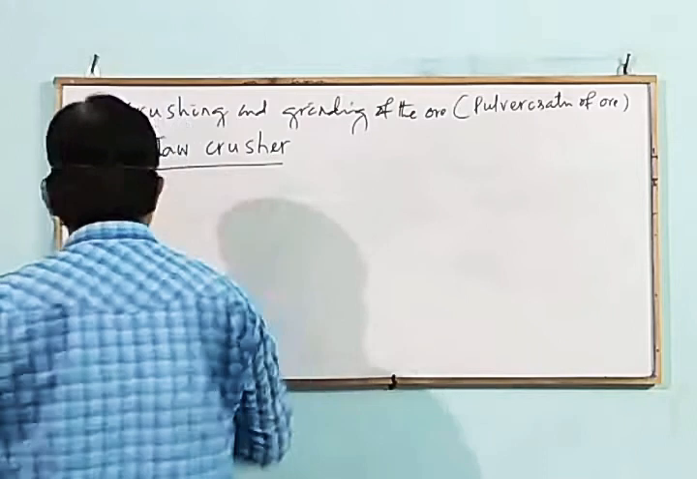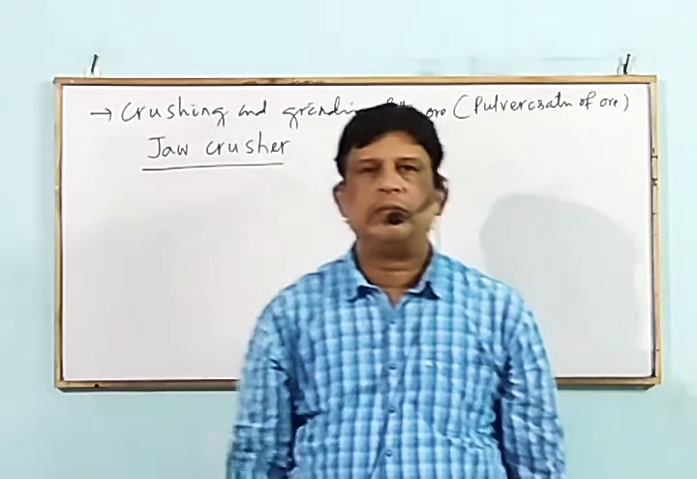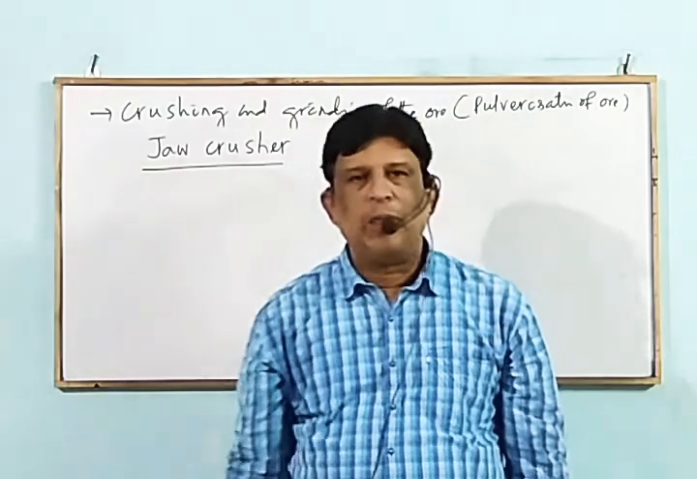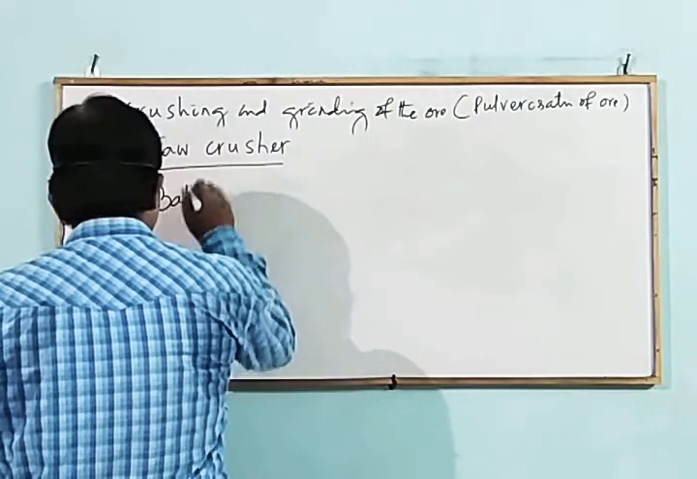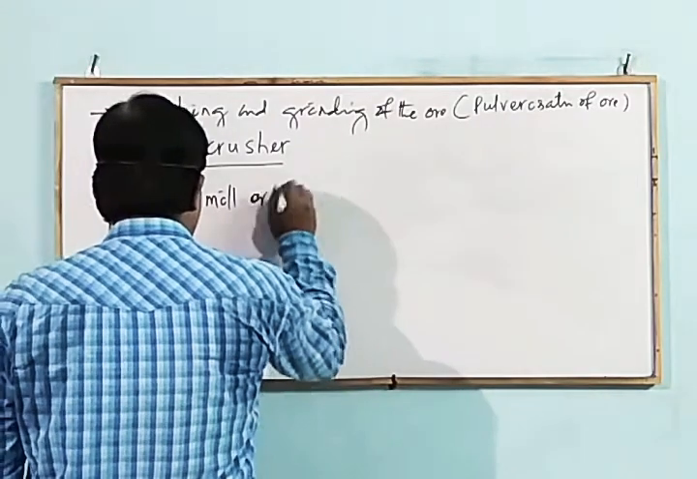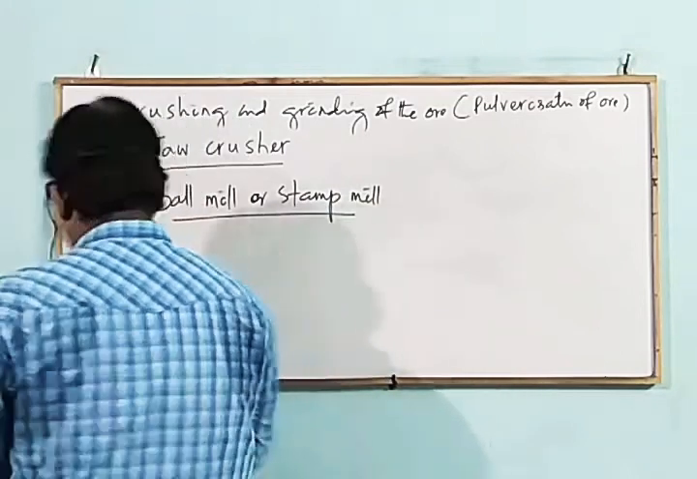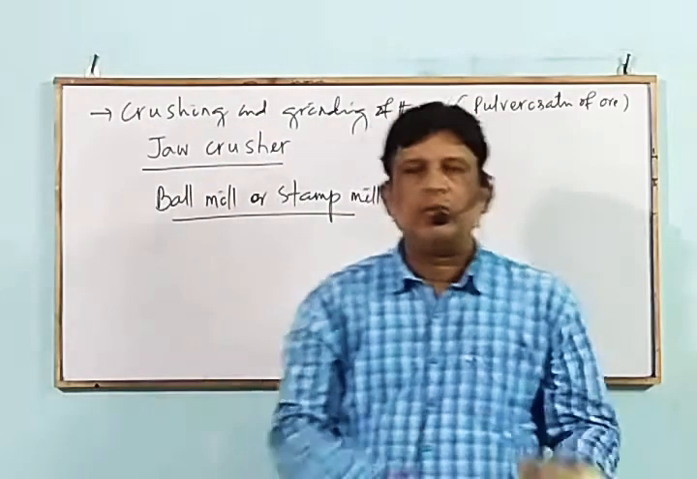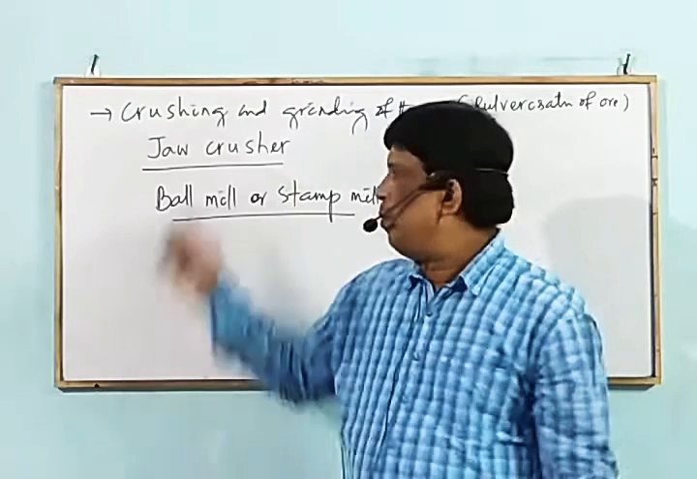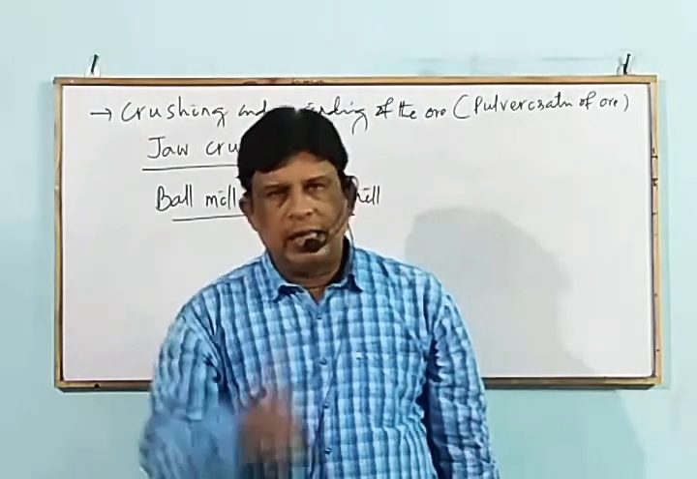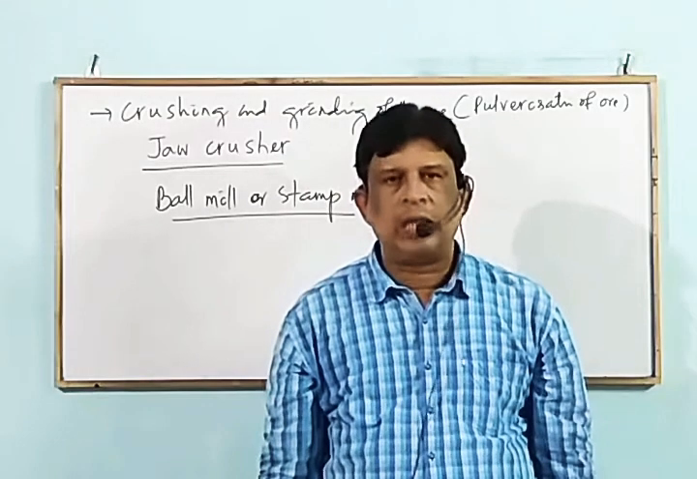And then the small pieces are made into a powder by the help of a ball mill or stamp mill. Mark that: the huge lumps are first crushed into small pieces by the help of a jaw crusher, and then made into a powder by the help of a ball mill or stamp mill.